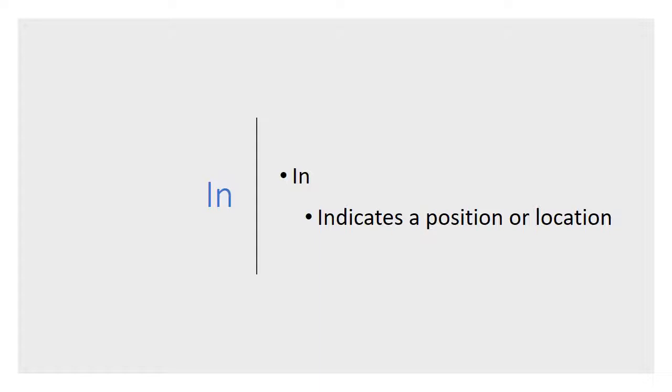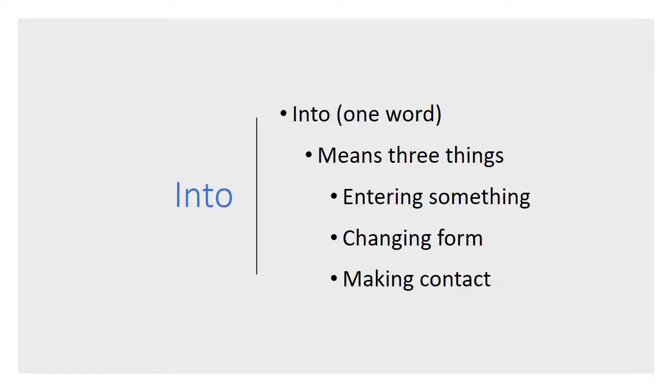In indicates a position or location. He is interested in underwater photography. The event took place in the New World Trade Center in New York City, so it indicates a position or location. Whereas into, with one word, means 3 things: entering something, changing form, or making contact.